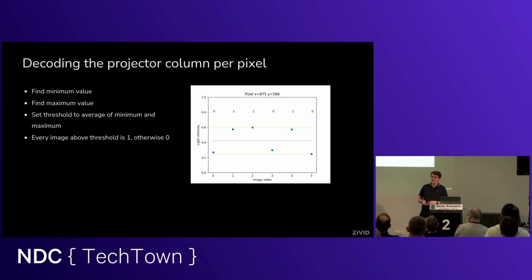And then once we've done that, we can just look at whether it is above or below the threshold. That gives us this binary code, in this case 011010 over the images. And then we can turn that into a decimal number, and that will give us a number for which column on the projector the light came from, with some resolution.